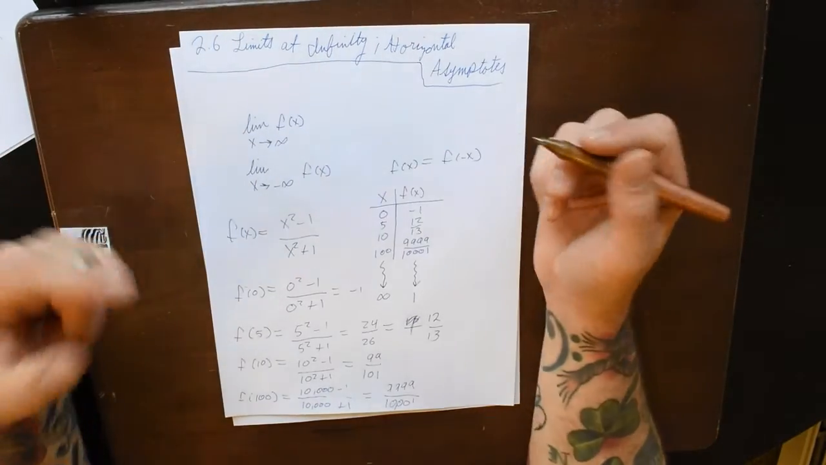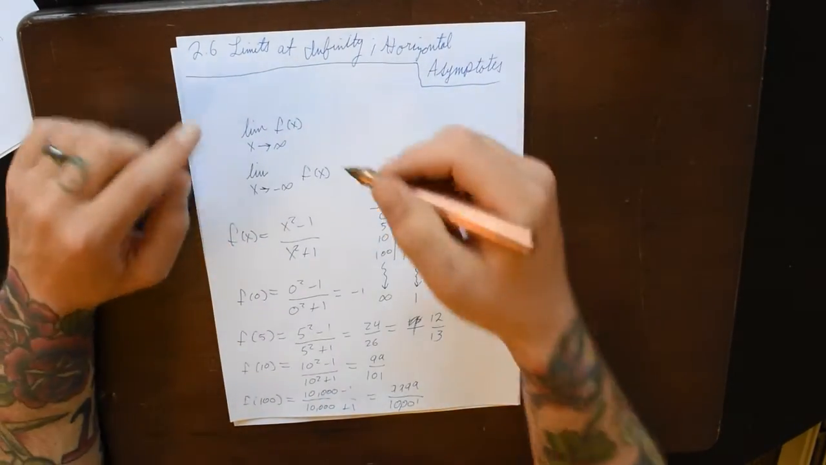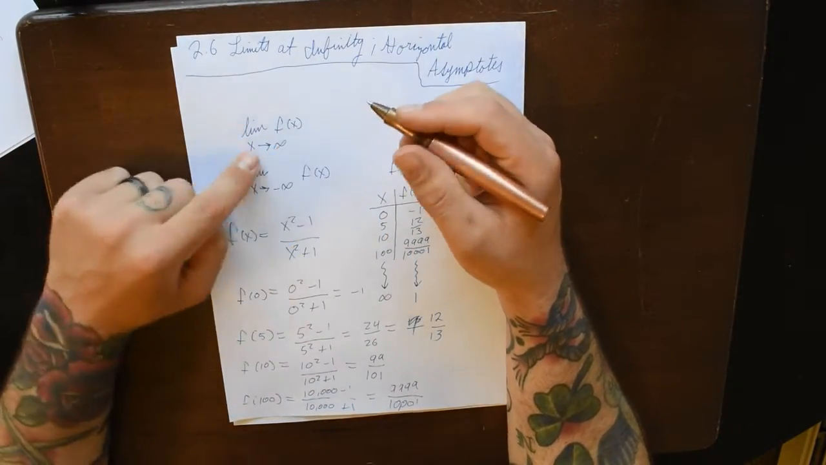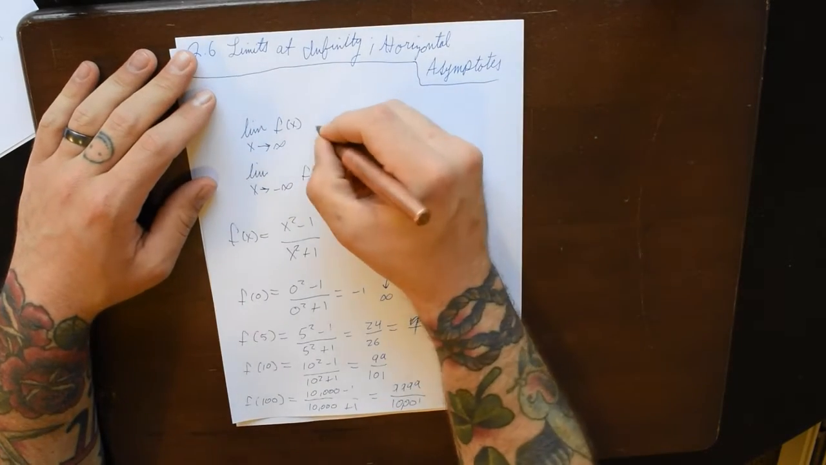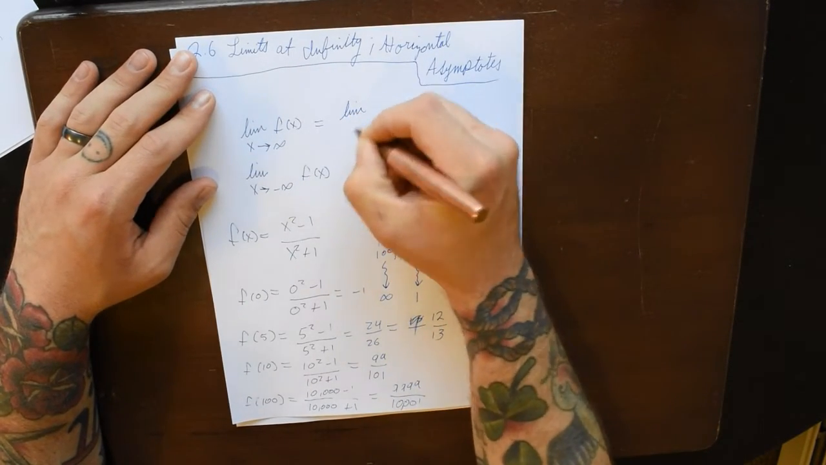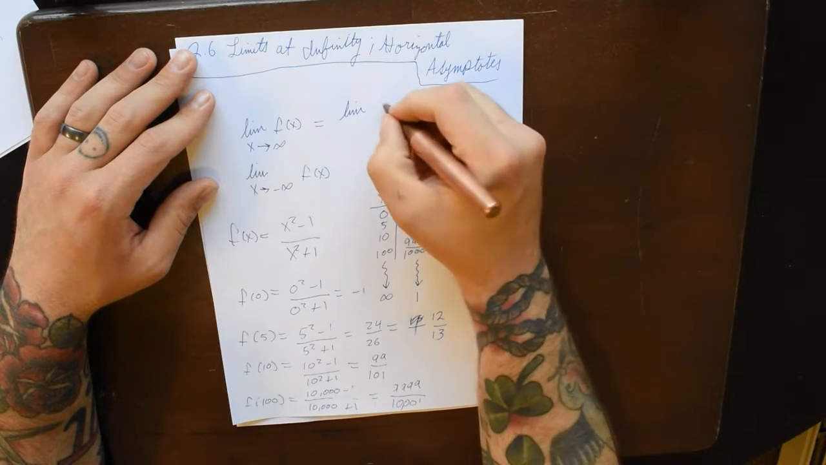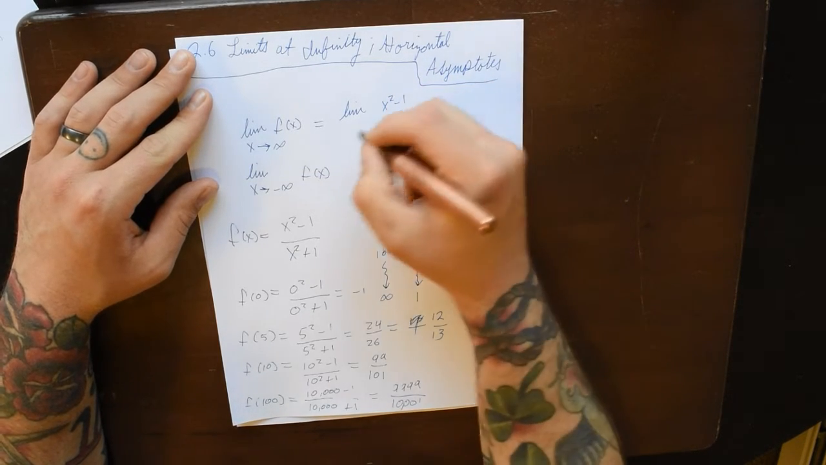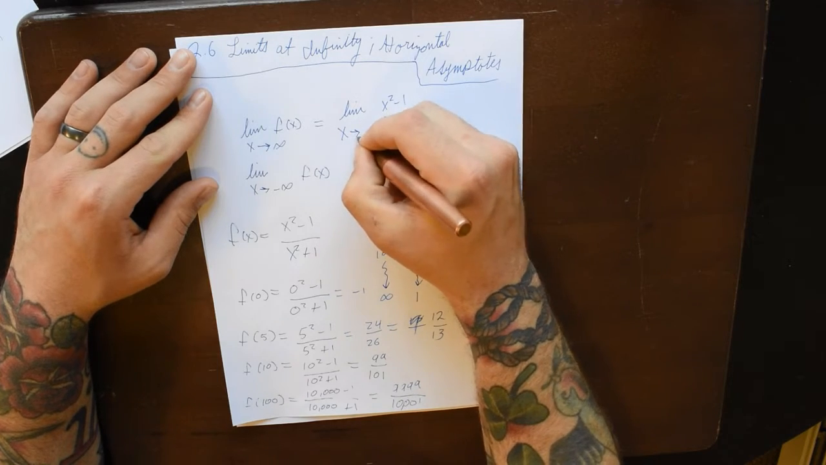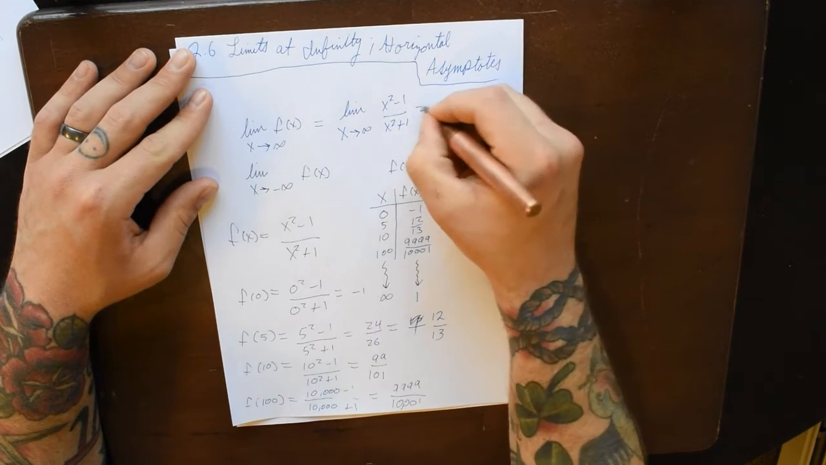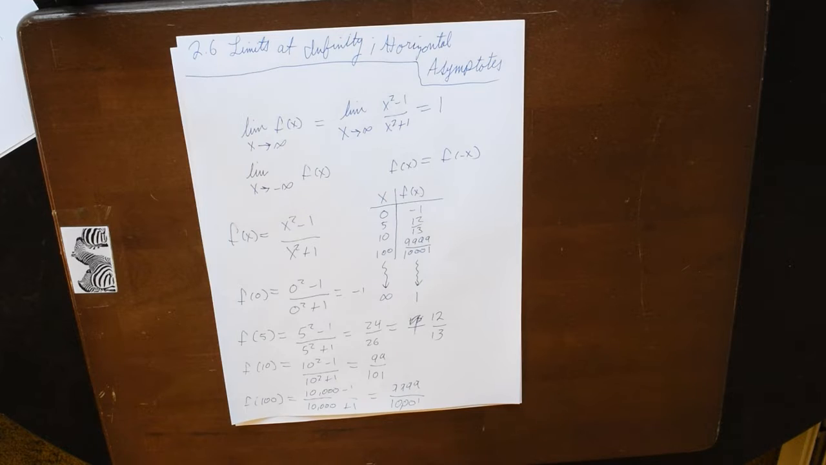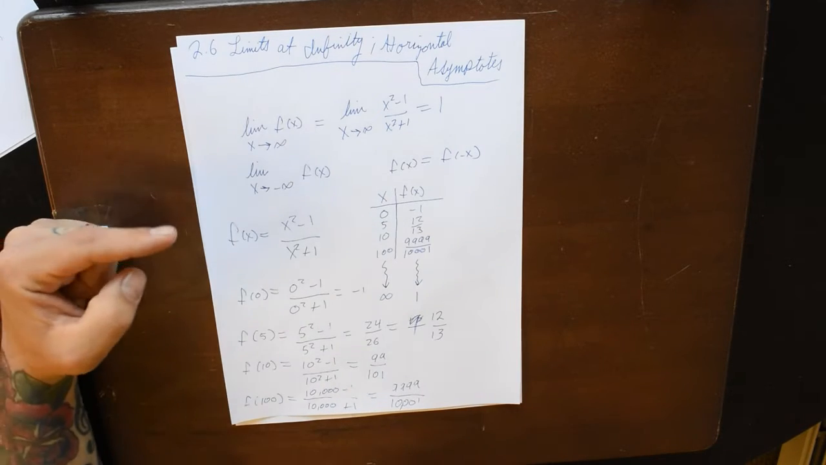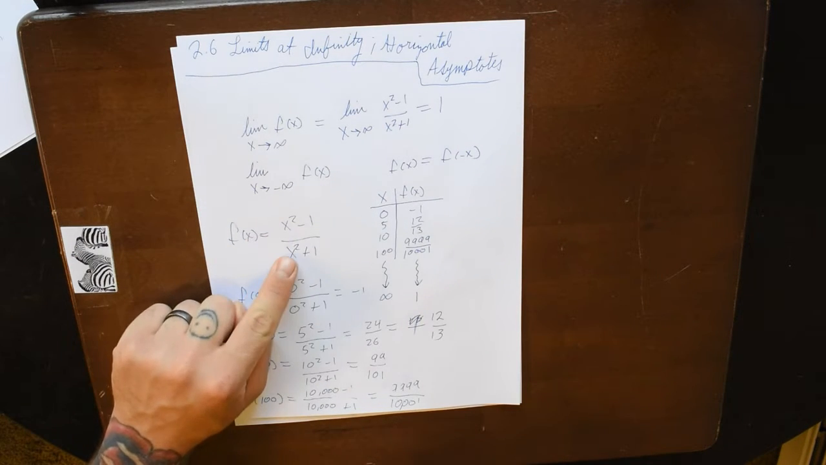So for this function f of x, the limit of f of x as x goes out to infinity, or we could say the limit of x squared minus 1 divided by x squared plus 1 as we let x increase without bound, is going to equal 1. Similarly, like I said at the beginning, we're going to square the value of x.